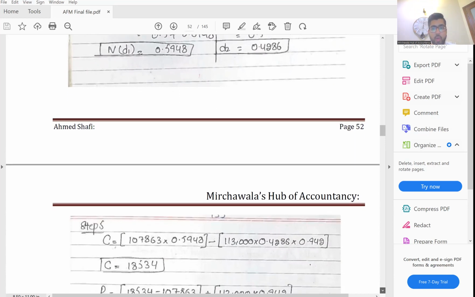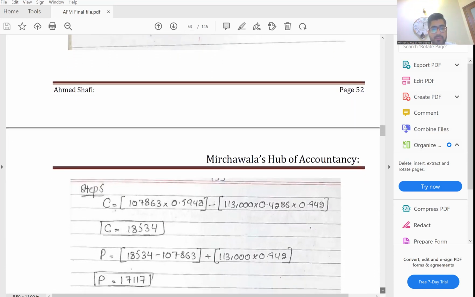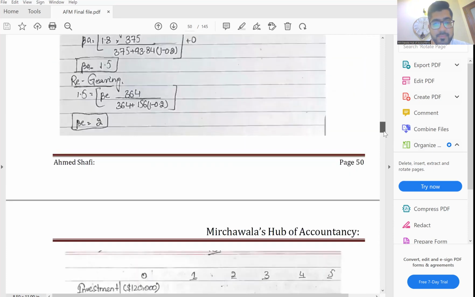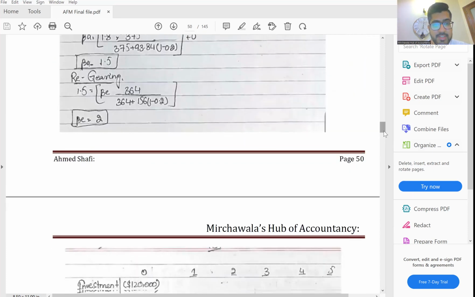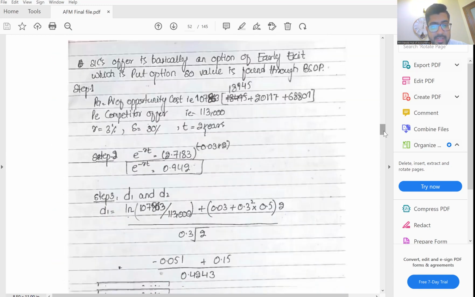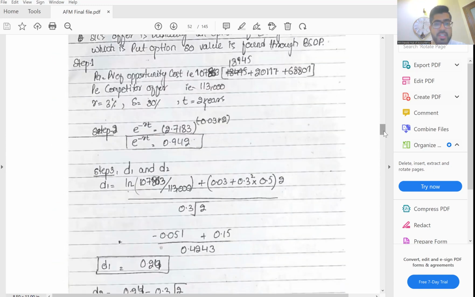And once you get ND1, ND2, step 5, you get a call option value via the long formula, 18534. You get put option value via the long formula, 17117. So much hectic task, 5 steps. First find PA, PE, RST, then E minus RT, then D1, D2, then normal distribution for D1, D2, and then call and put value.